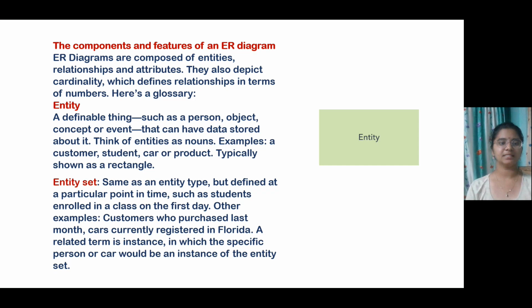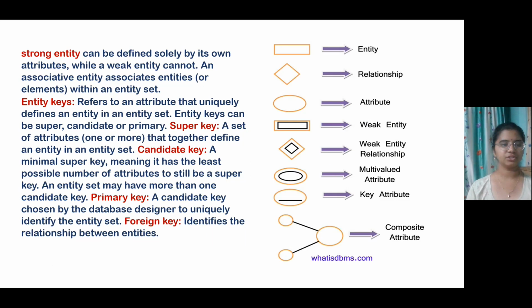Entity set: same as an entity type but defined at a particular point in time, such as students enrolled in a class, etc. A related term is instance, in which the specific person or car would be an instance of the entity set. Strong entity: a strong entity can be defined solely by its own attributes, while a weak entity cannot. An associative entity associates entities within an entity set.